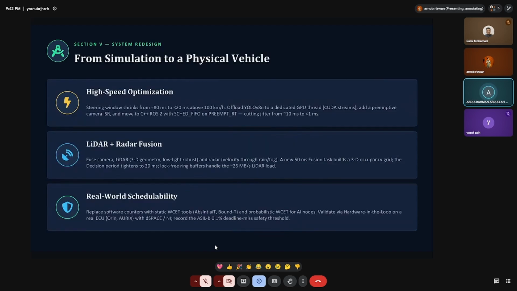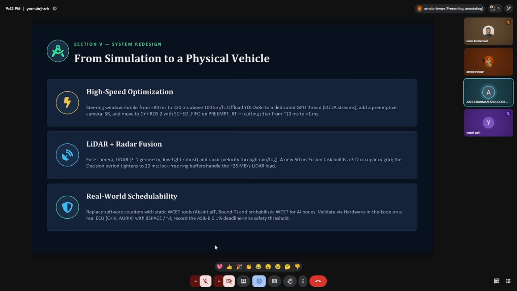From simulation to physical vehicle. Now I will explain how we can move our project from a simulation to a real-world car. There are three main challenges we need to address. First, high-speed optimization. When the car drives faster than 100 kilometers per hour, we have less time to react. The steering time must drop from 80 milliseconds to 20. We can use a GPU for the AI part and move it to C++ for better speed. This will make the system more stable.